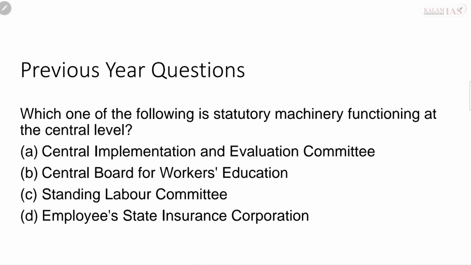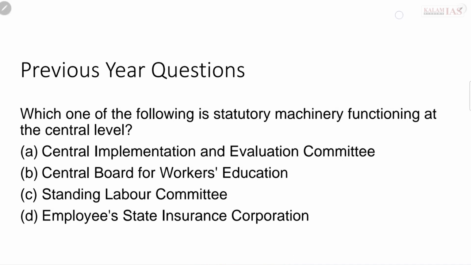Which one of the following is a statutory machinery functioning at the central level? A. Central Implementation and Evaluation Committee. B. Central Board for Workers' Education. C. Standing Labour Committee. Or D. Employee State Insurance Corporation.